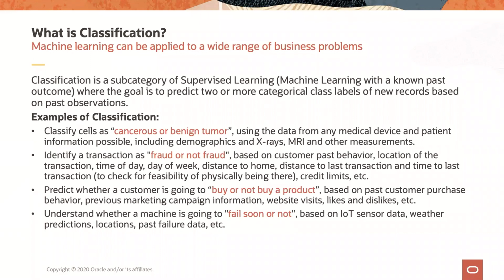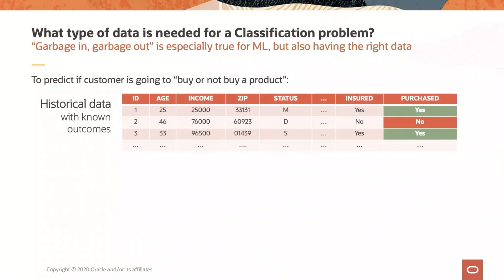Now, what is the type of data that you need for classification? Typically, let's say I'm trying to predict if a customer is going to buy or not a product. You need historical data. So the idea is you need historical data from previous customers, from other customers, or from this same customer, for example, if a product is similar. But the idea is you have data from all your customers already. So you want to say, okay, let me look at all their information and then see whether they purchased this product or not. And that's the way that I can use that information to help me predict the future behavior.